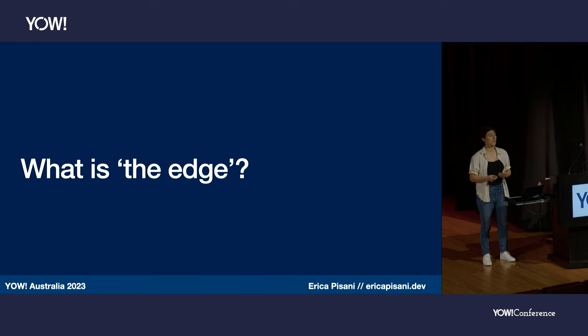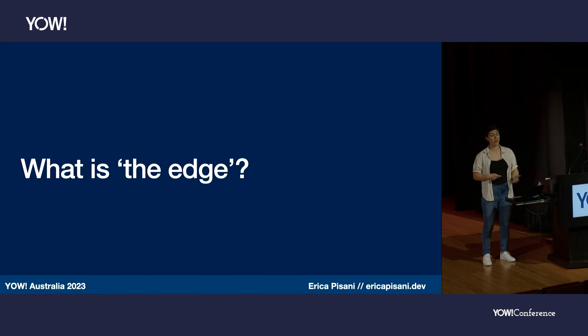Now, some folks wonder, what is the difference between the edge and the content delivery network, or CDN? And the main difference is that while you can store data through a CDN, the edge allows you to run code closer to your users as well. Now, we could probably spend more than 40 minutes talking about the edge in all its forms. So today, we're just going to focus on a subset of that, specifically with respect to cloud computing.